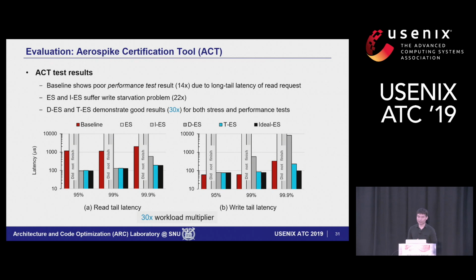Here is ACT result. The baseline passed only 14x multiplier because of long read tail latency. The original erasure suspension and the immediate erasure suspension suffered from the write starvation problem, so they did not finish their 30x multiplier. The figure shows the tail latency as 13x multiplier. The deferred erasure suspension and timeout-based erasure suspension show the best result for both stress test and performance test.